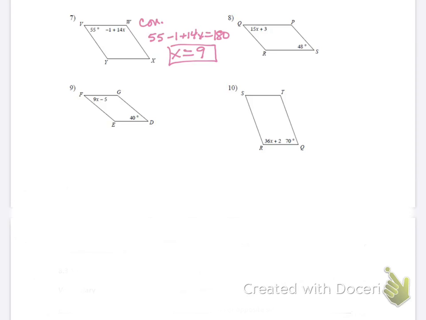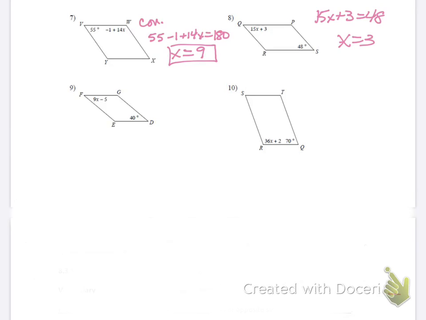Okay, number 8 are opposite angles. Opposite angles are equal, and you should be saying this stuff out loud to yourself as well. And that, I believe, is a 48. And so you should be getting x is 3.